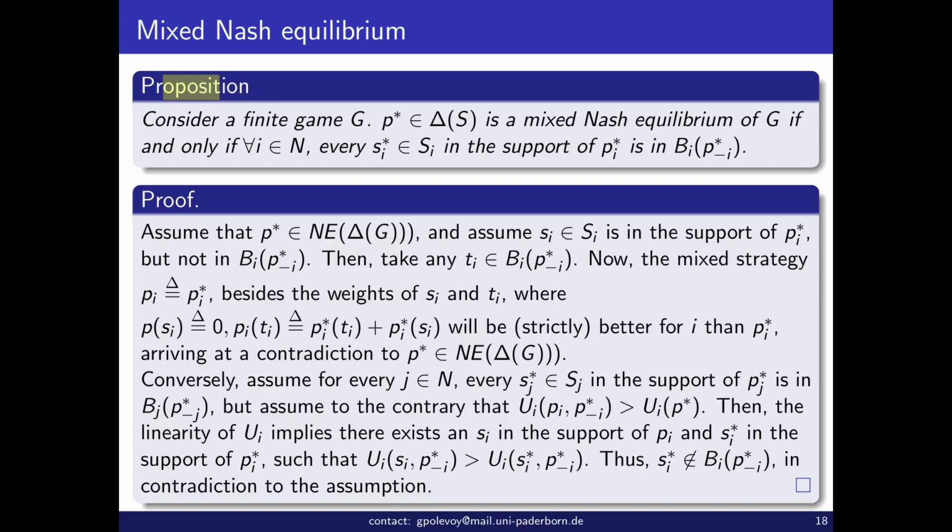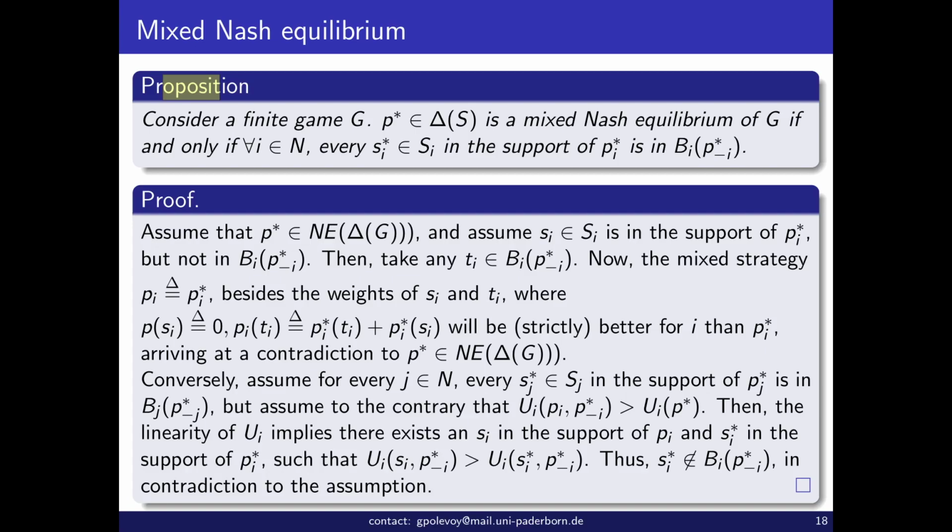In the other direction, assume that for every player J, every strategy in the support of P star J is a best response to the strategies of the other players, P star minus J. But assume to the contrary that P star is not a Nash equilibrium, which means that there's a player I such that it can deviate to Pi and that will strictly benefit it relative to P star I.